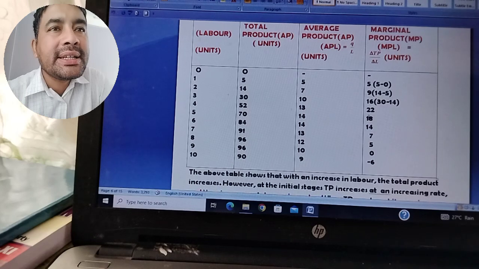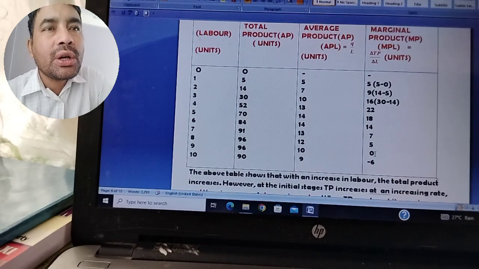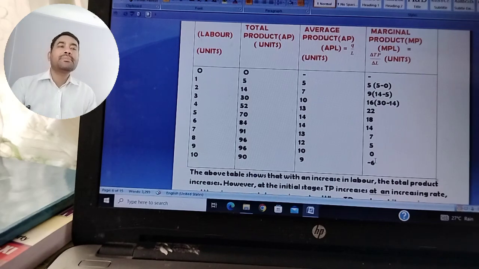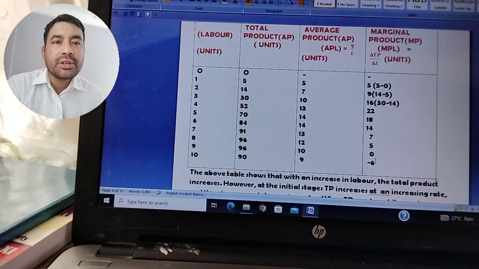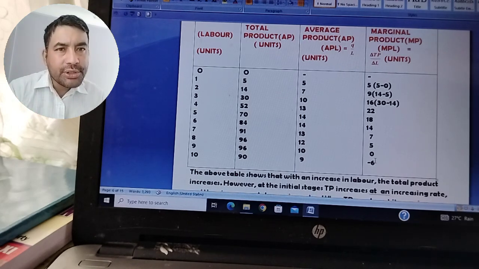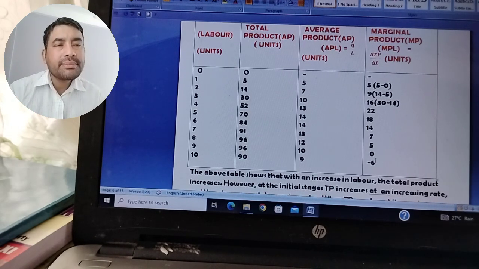It is increasing, then it is decreasing. See, 18, 14, 7, 5. It is decreasing constantly. Then it is becoming 0. And after that, it becomes negative, minus 6. That is, marginal product becomes negative also. Up to a certain level of output, marginal product is positive. Then it becomes 0, and eventually it becomes negative.